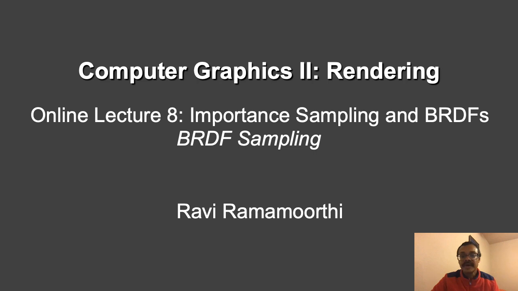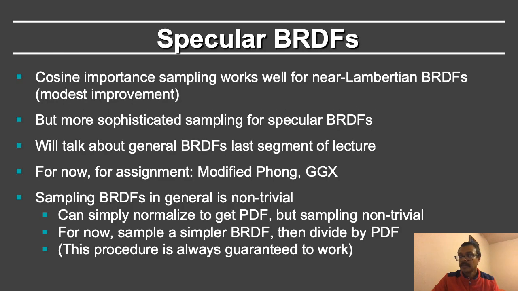We will now discuss importance sampling according to the BRDF. Simple cosine sampling that you've seen already is suitable for Lambertian or near Lambertian BRDFs. However, cosine sampling in itself is not suitable to deal with specular BRDFs. For specular BRDFs, we need to actually importance sample according to the specular component of the BRDF.